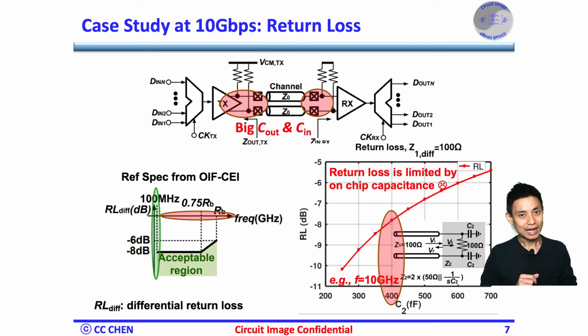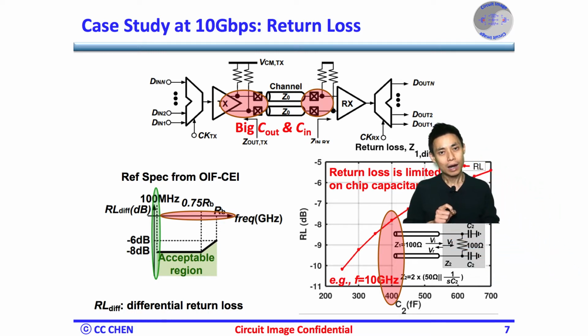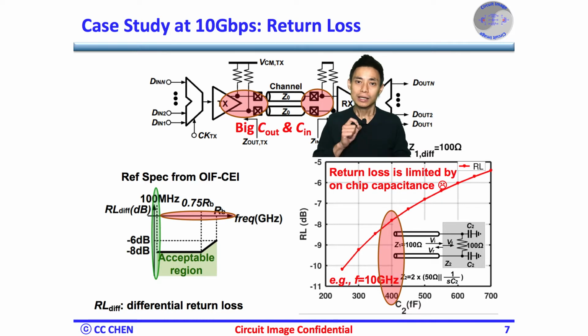Let's go through a case study at 10 gigabit per second, which is a high data rate demand nowadays. By sweeping the capacitance at the I/O, we can see the return loss at 10 GHz violates the -8 dB specification if the capacitance is larger than 400 femtofarad. But unfortunately, the ESD may be required to meet a 2 kV human body model or above, which may lead to a big capacitance at the I/O.